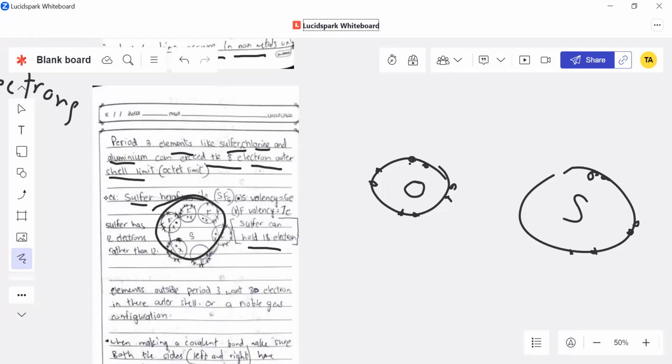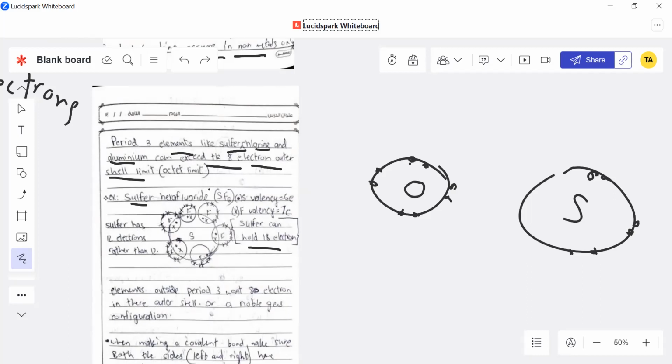You won't need to draw the covalent bond thing in the exam. You don't need to draw the dot and cross diagram. You just need to know this rule, that period 3 elements will form more than 8 electrons in their outer shell. So when period 3 elements are the central atom, they will form more than 8 electrons.